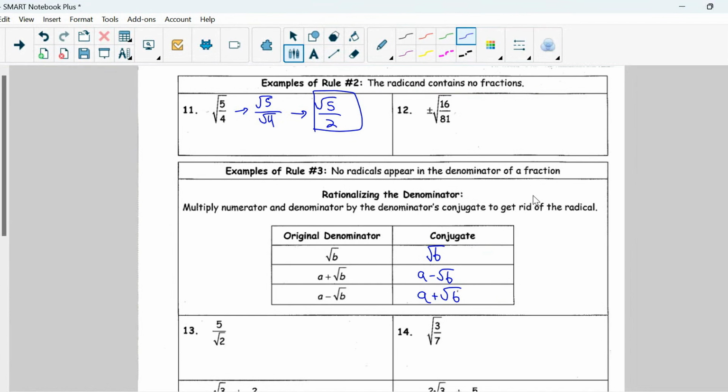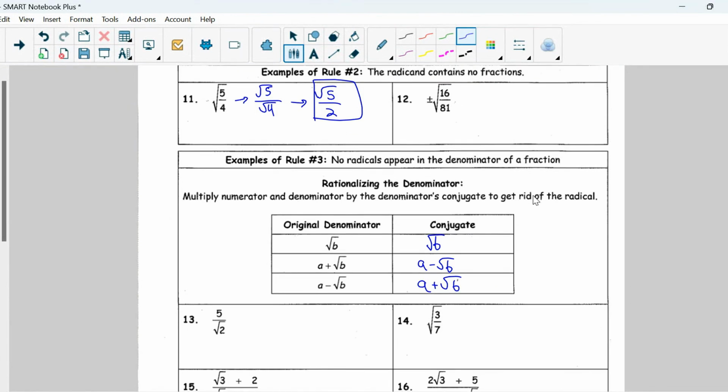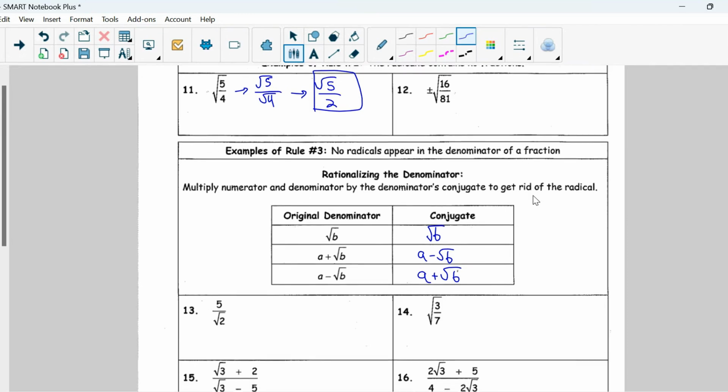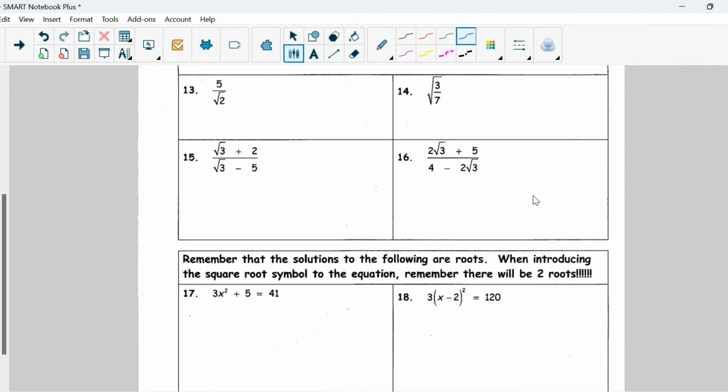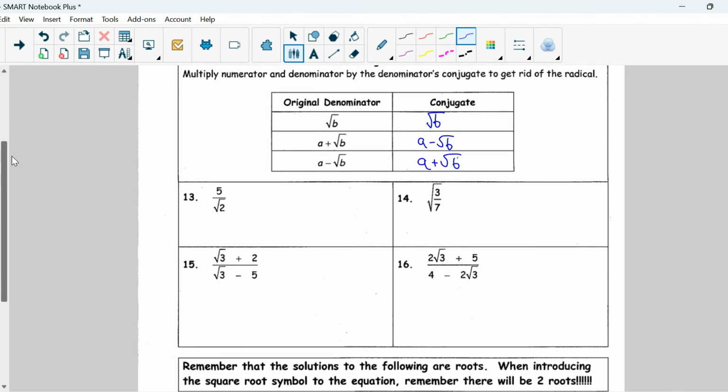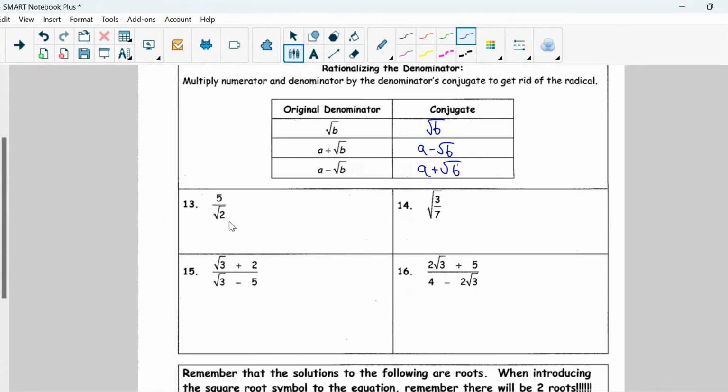Okay, so use those conjugate rules in order to rationalize the denominator or undo the radical. Okay, let's look at a couple of quick examples here. So for number 13, if we want to get rid of our radical in the denominator, let's multiply it by the conjugate. The square root of 2, its conjugate is just the square root of 2. It's our top rule right there. So we have to multiply it by the square root of 2.